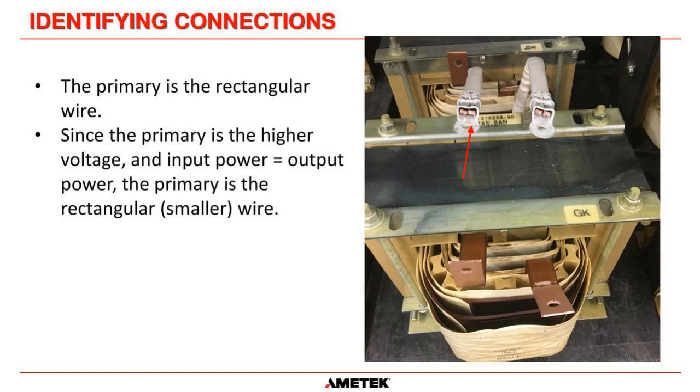Remember, power in a transformer roughly equals power out. So if we've got 480 volts on the primary, the wire is going to be smaller there, and the secondary has the larger wire size. That's the bus bar there. So even without documentation, we know the secondary here is the one with the bus bar.